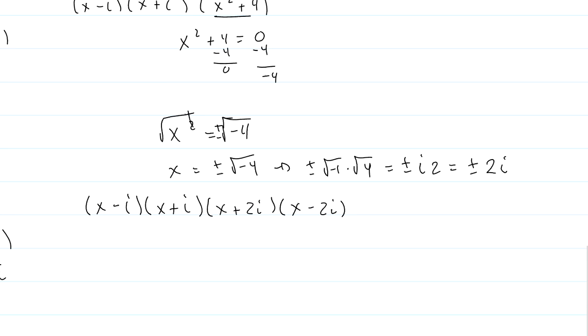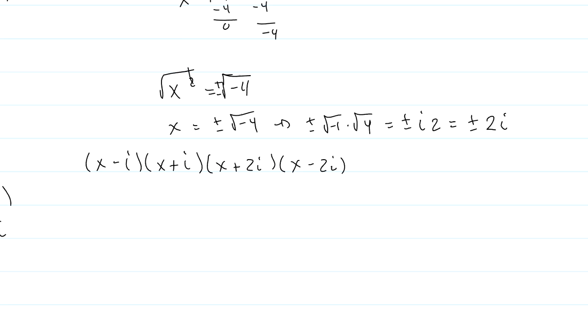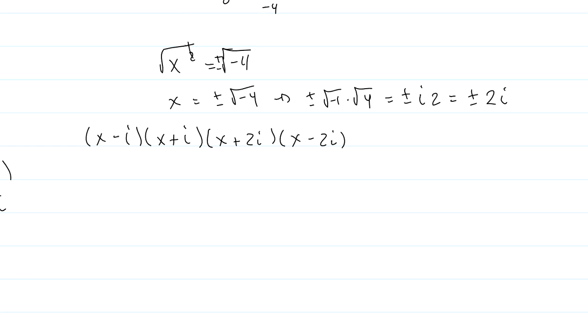So that's all our zeros, and we could simply say that our zeros are at x is equal to plus or minus i and plus or minus 2i. That's our zeros of the equation.